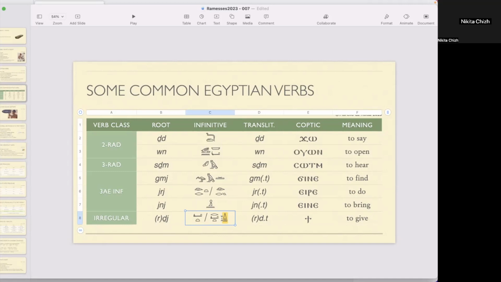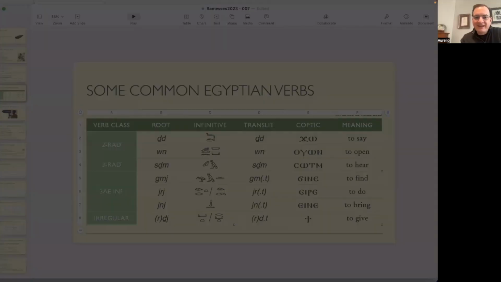That's very true. But from my experience, dit written with just a loaf of bread and the t, and the hand with the bread and the t, they are the same and interchangeable. Even in one text, they could be written in these two ways. Fascinating. Thanks, Nikita. Yep. Thank you.